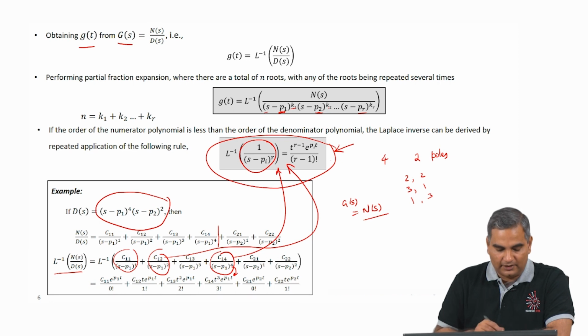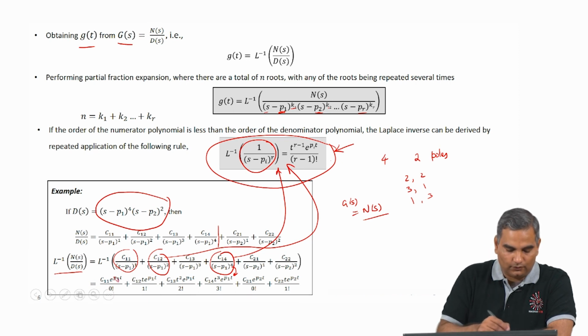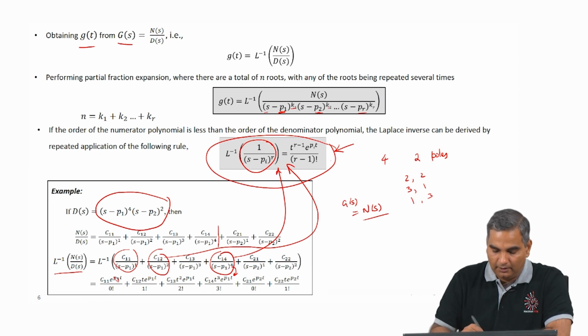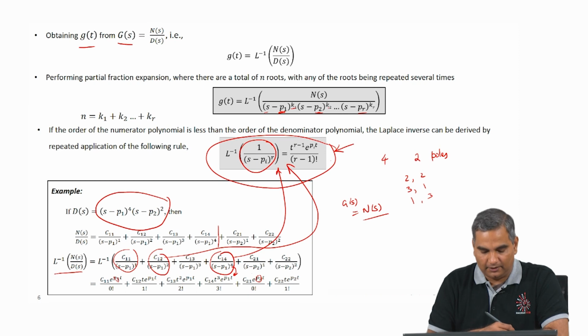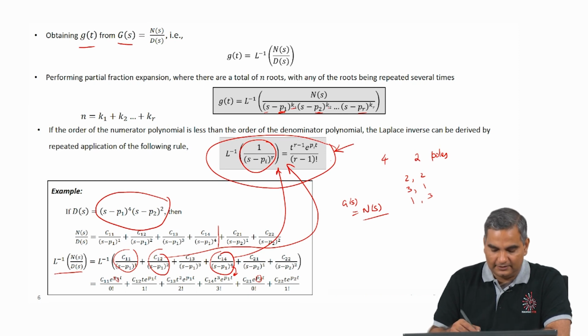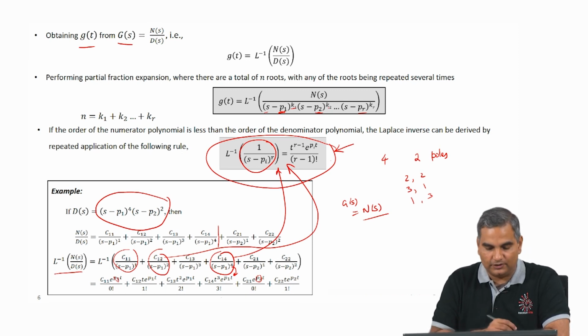Now, notice that p1 is the root. So, we already know what the value of the root is based on the denominator polynomial. p2 is also a root, we already know what the value is based on the denominator polynomial, and t is again a time function here, t squared, t cube and so on. The only thing that I have not yet shown you is how to get these constants for this partial fraction to work, which we will see in the next lecture.